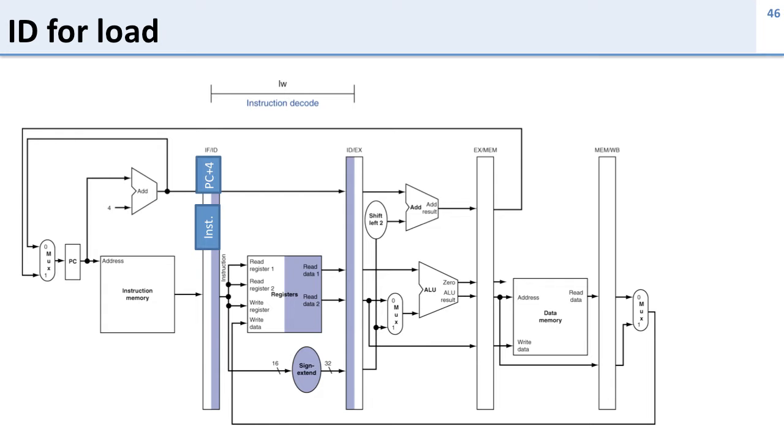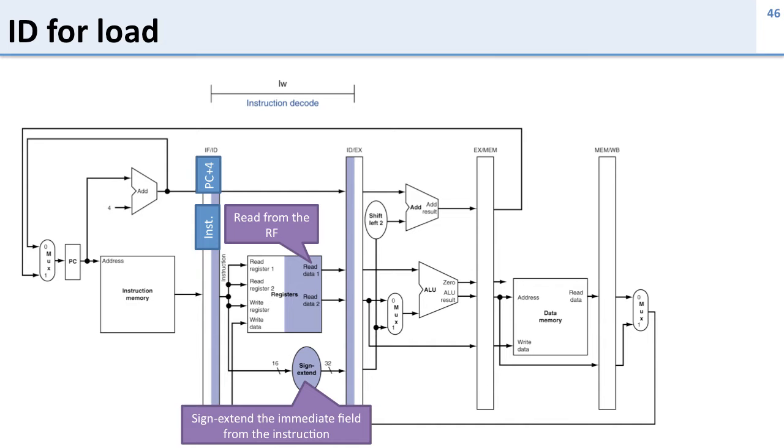Now here's the ID or instruction decode stage. So what are we going to do here? Well, we're going to take the information we had before and we're going to read from the register file. So we're going to use the instruction that's waiting for us in the pipeline register, and we're going to use that to figure out what data to read from the register file. We're also going to take that instruction and calculate the sign extended immediate value.